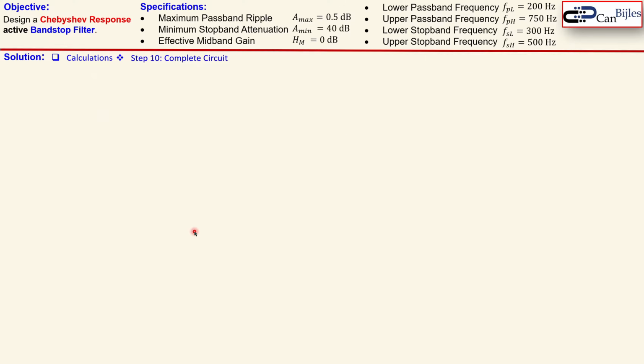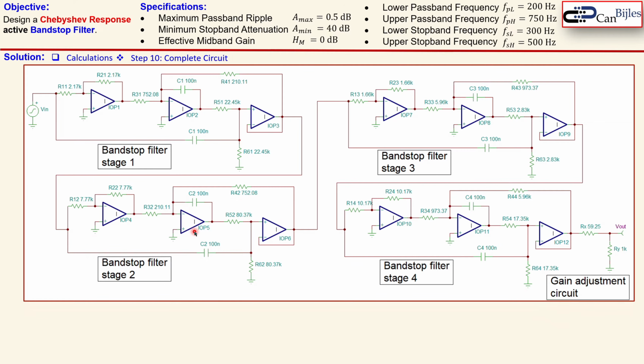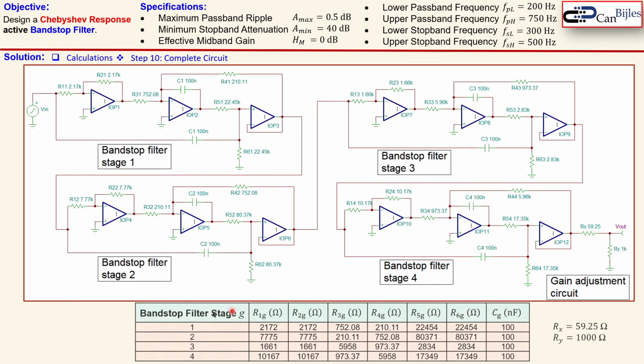The complete circuit is then given by this circuit in the SPICE simulator. You see here the first stage, the second stage, all of them are the second order Bainter bandstop filter. That will be then connected to the third stage and then fourth stage, and you see here the gain adjustment circuit. So in total we have a summary here. So R1, R2, R3, R4, R5, R6 and the capacitors, all of them are 100 nanofarads, and we see here the values for the gain adjustment circuit.